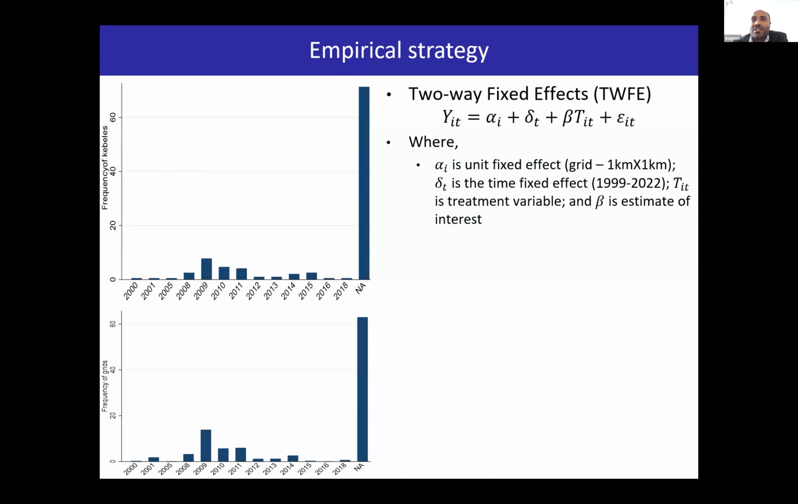This two-way fixed effects model helps us to assess the impact of the investment over time, by aggregating the impact over time. Our variable of interest is TIT, which is the post-treatment variable, and our interest is beta. The estimate is the beta.